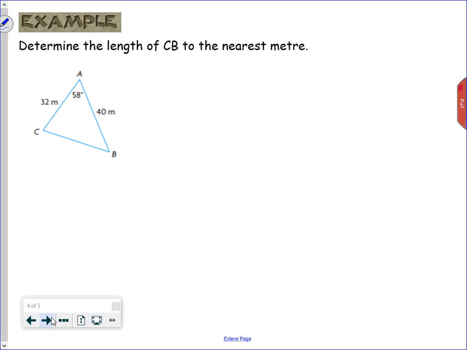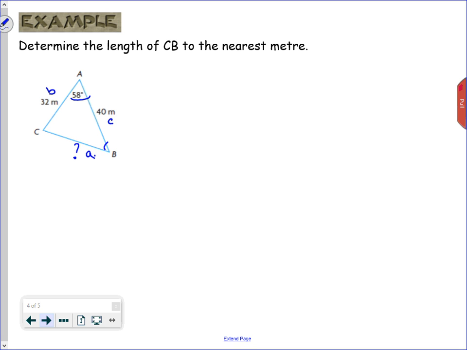For the next example, we want to determine the length of CB to the nearest meter. So we're looking for that line there. This will be side A because it's directly across from angle A. Our 32 will be side B because it's directly across from angle B. And 40 will be our side C.